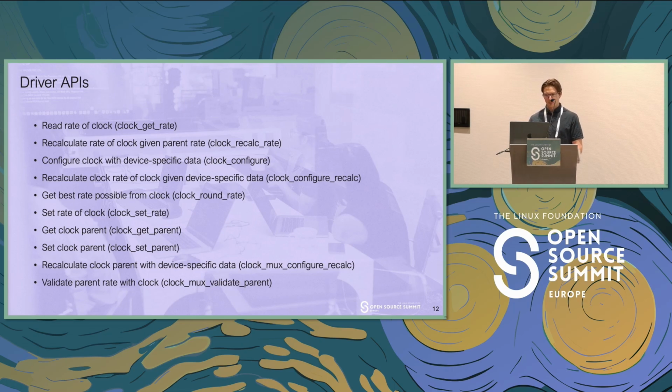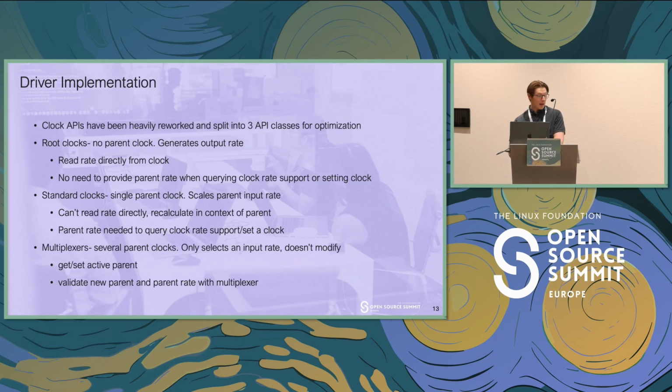So now I talked about optimization. That is kind of the key thing here that we have to deal with. How do we do that? I think we can do it by basically splitting clock APIs into multiple classes. So as I've looked through clock trees, there's three kinds of clocks I see. There's root clocks. So root clocks don't have a parent, and they generate an output rate.